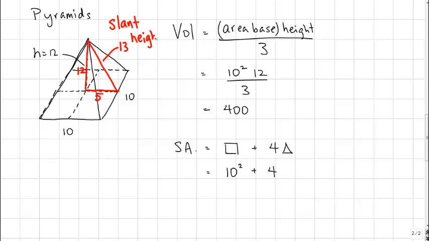So the slant height of this pyramid is 13, and that means that the height of each triangular face is 13. The slant height obviously has to be bigger than the height of the pyramid. So let's work that into our formula here. The area of each triangle is going to be the base of the triangle, which is 10, times the height of the triangle, which is 13, divided by 2, and there are 4 of them. All right, 4 identical triangles. So this works out to 100 plus 260. And so the surface area of this pyramid is 360.